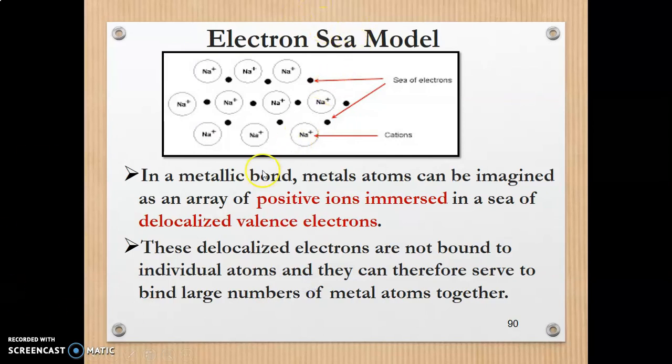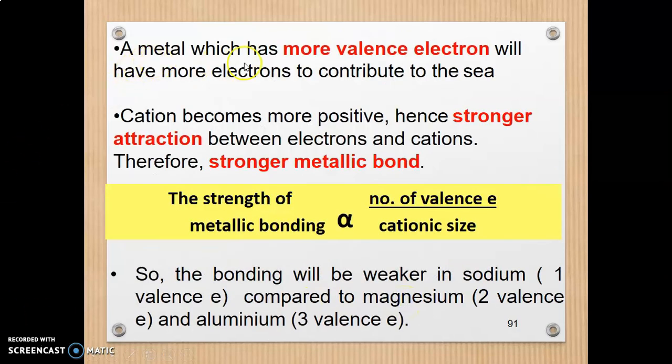Electron sea model. In a metallic bond, metal atoms can be imagined as an array of positive ions immersed in a sea of delocalized valence electrons. These delocalized electrons are not bound to individual atoms, and they can therefore serve to bind a large number of metal atoms together. A metal which has more valence electrons will have more electrons to contribute to the sea. The ions become more positive, hence stronger attraction between electrons and ions, therefore a stronger metallic bond.